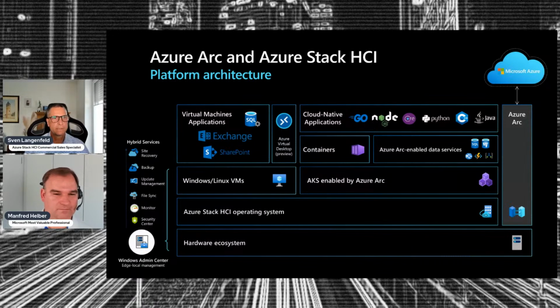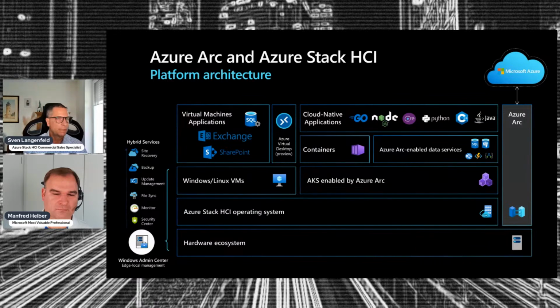Yeah, and on this slide, you can see the Azure Stack HCI architecture. So you can see that, of course, there's a hardware, but on top of the hardware, it's the host operating system, Azure Stack HCI, with all the storage spaces direct included, the Hyper-V features, and so on. And on top of it, you have Windows Server or Linux VMs on the left side, and on the right side, you have Azure Kubernetes services.